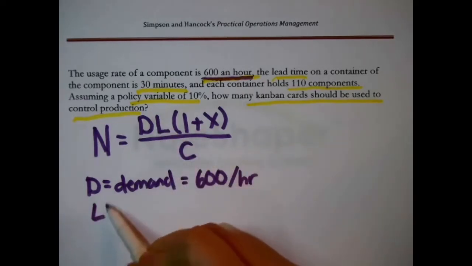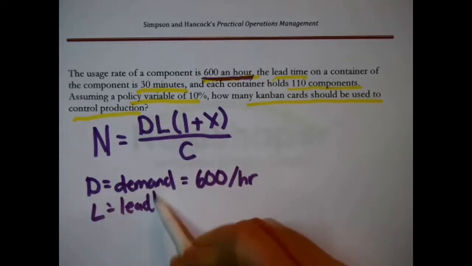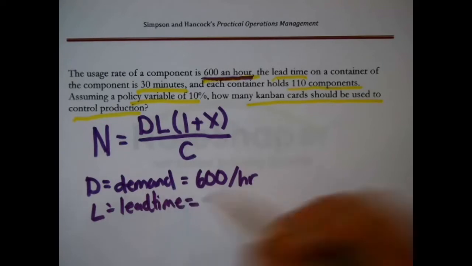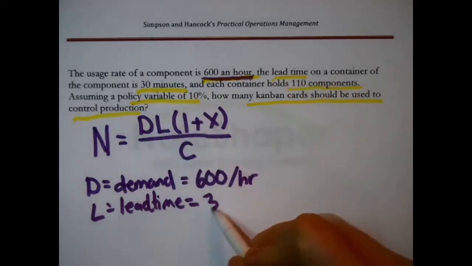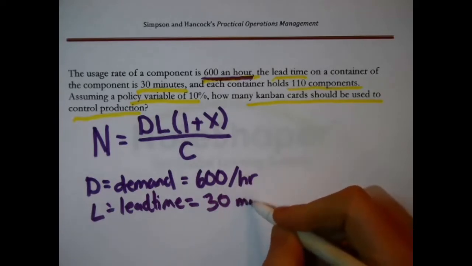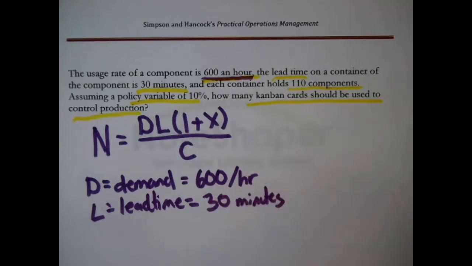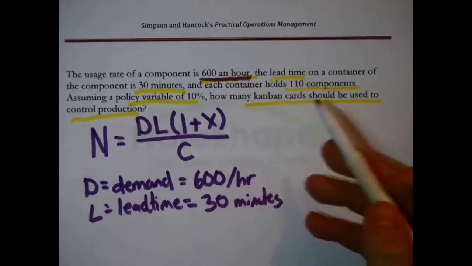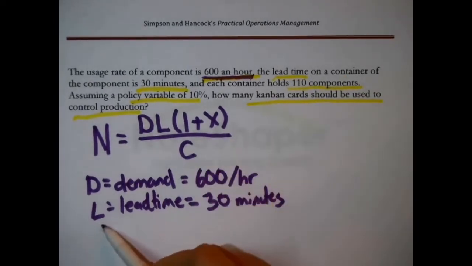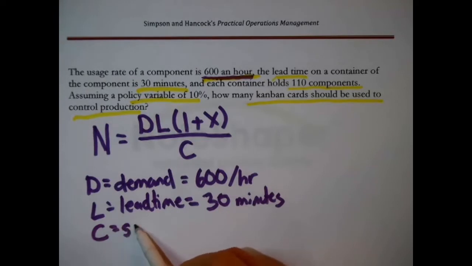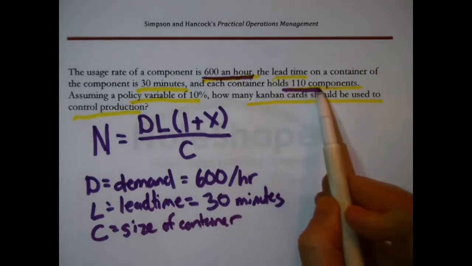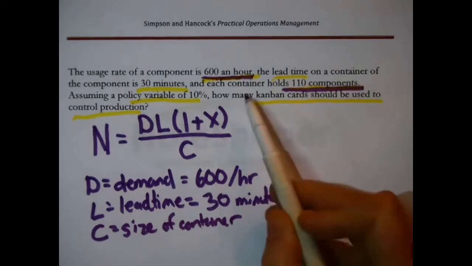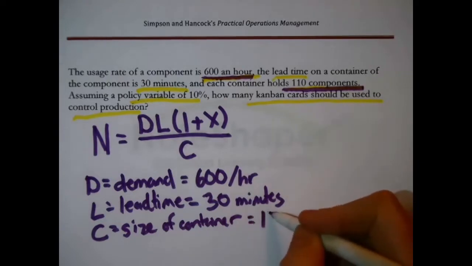L is lead time on the container. And that was reported right here. The lead time on a container is, okay, we found the next one, 30 minutes. So I'm just taking notes here, haven't determined a thing. C is the size of the container. And that was, it just caught my eye, reported right there. Each container holds, perfect, 110.